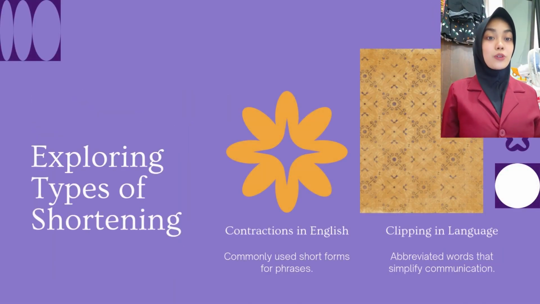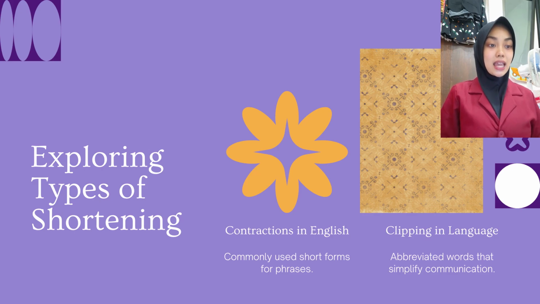Okay, so we move to the next slide. There is exploring types of shortening. There is contraction in English and clipping in language. In contraction in English, there are commonly used short forms for phrases, and in clipping in language, there are abbreviated words that simplify communication.